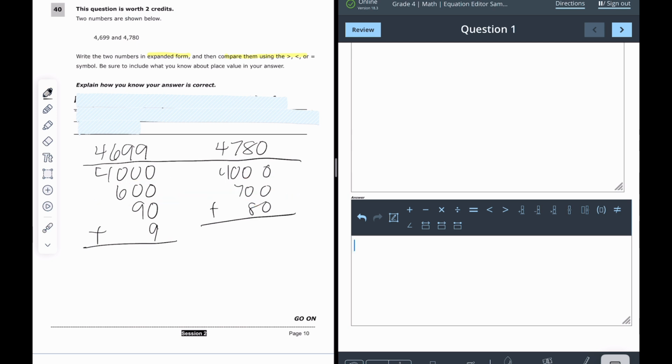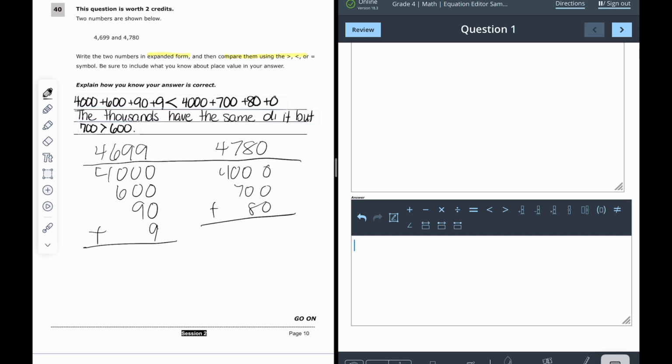So I'm going to rewrite that as, those are my numbers. And I'm going to say the number of the expanded form of 4,780 is larger. And I know the thousands have the same digits. But 700 is greater than 600. So that's just my scrap paper.